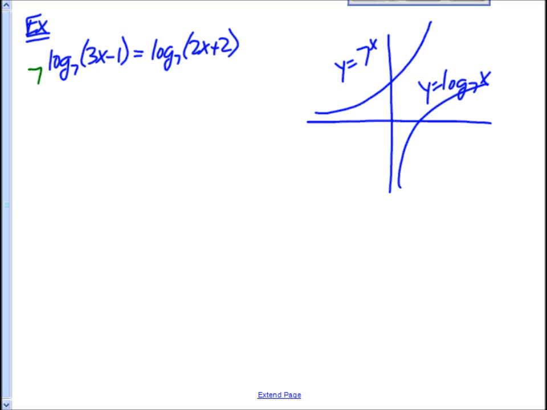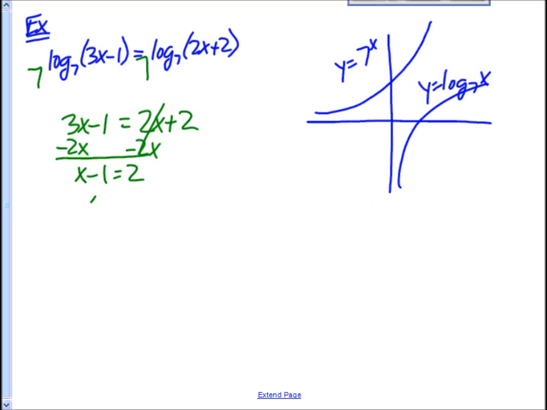So you go 7 to that whole side, because 7^(log base 7 of (3x - 1)) is just 3x - 1, and 7^(log base 7 of (2x + 2)) is 2x + 2. And now you can just solve this as you usually would. Add 1 to both sides. There's your 3. Make sure you plug it in and check for extraneous solutions. And the solution is x = 3. It works out.